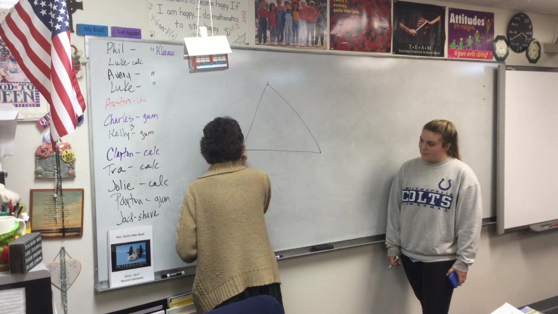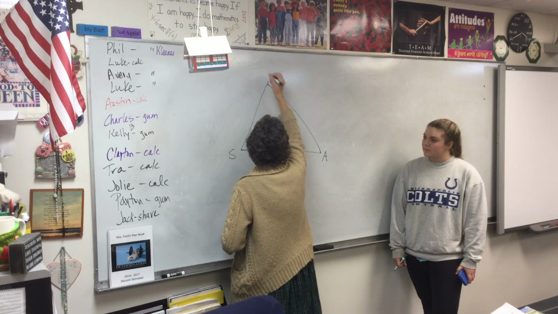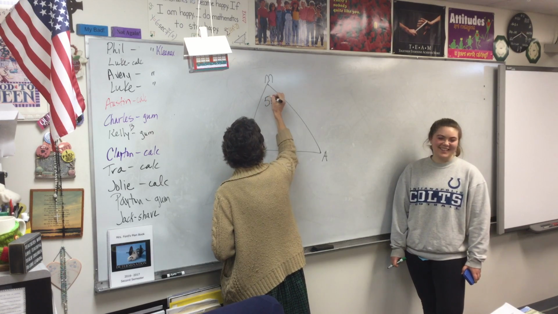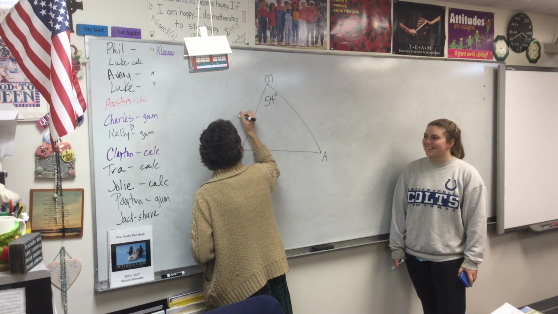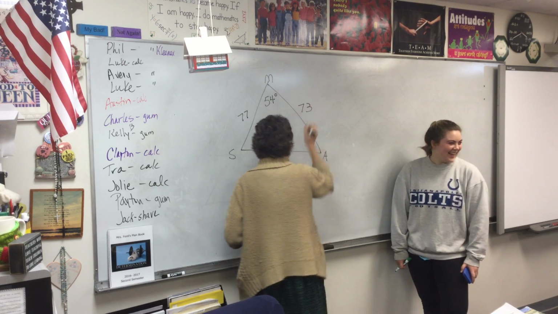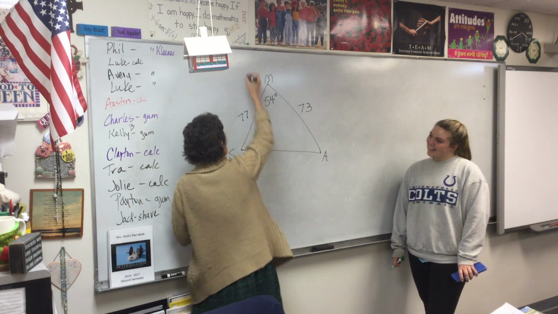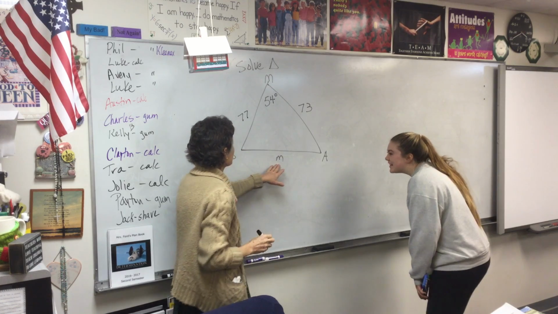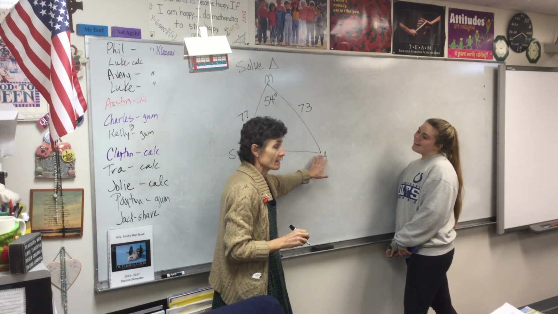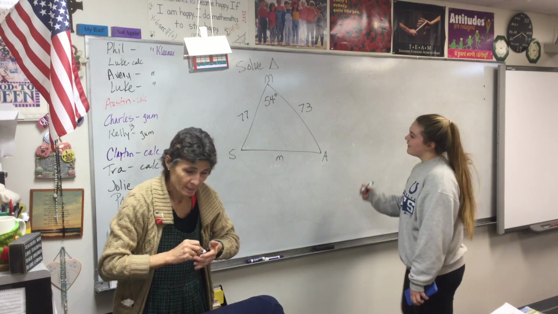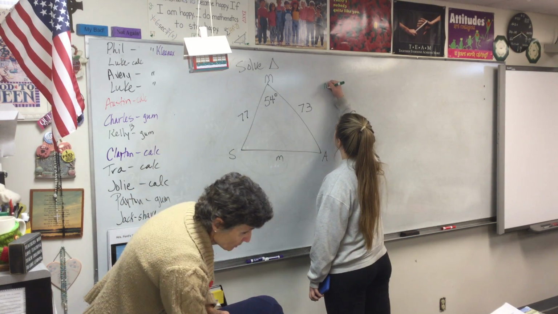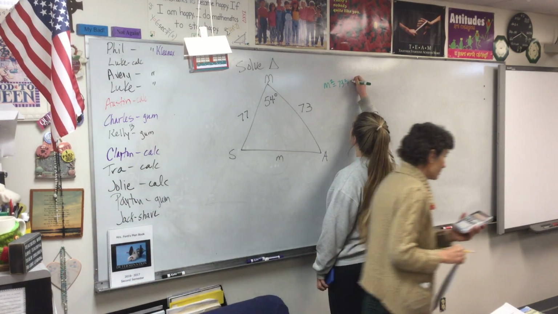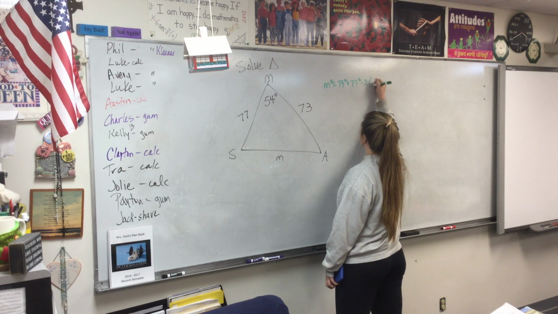Here it is. What's your middle name, Samantha? Abigail. Okay, so here it is. So this is going to be 54. This is going to be 77, and this is going to be 73. And your job is to solve the triangle. So that means you are finding side M, angle S, and angle A. All right, and we're all doing it. No talking. When she's done, we'll have a chance to either agree or disagree with her. But right now, we are all doing the problem.